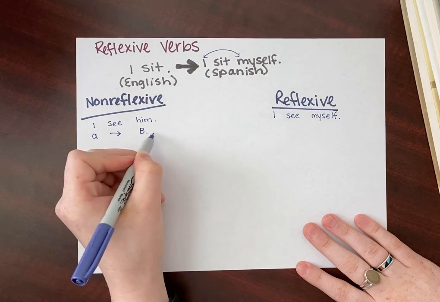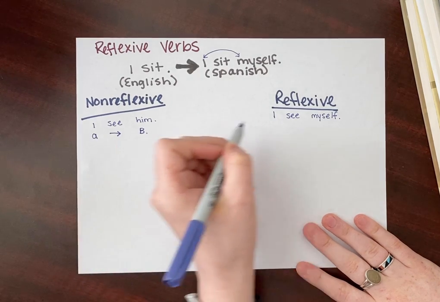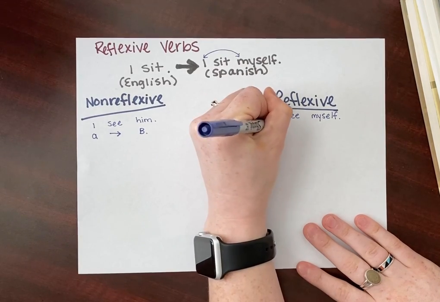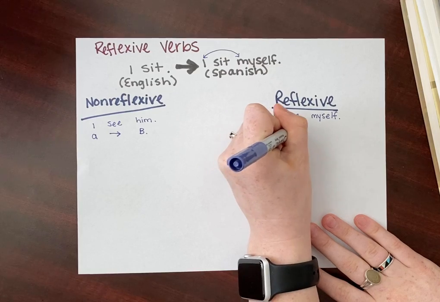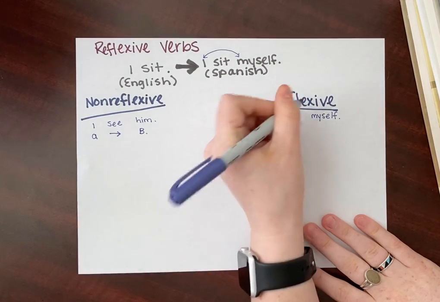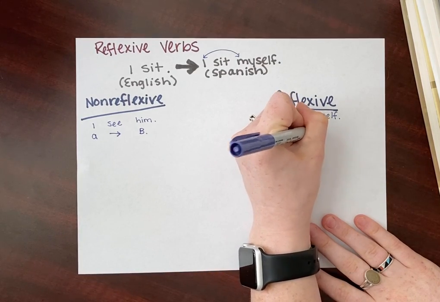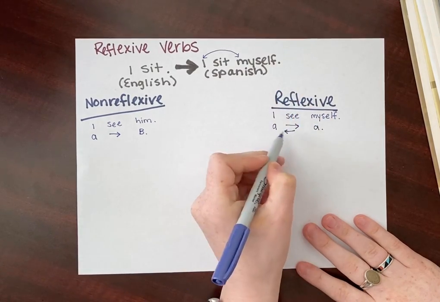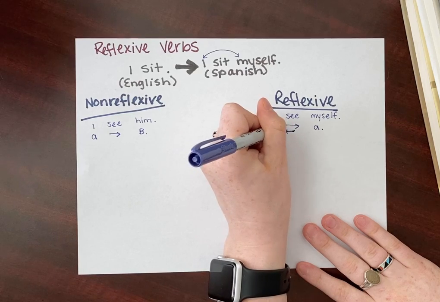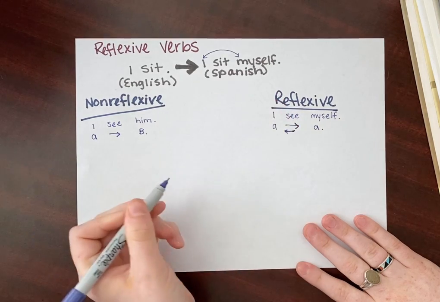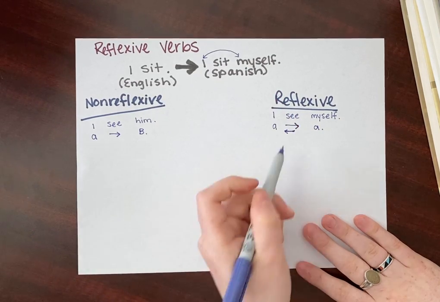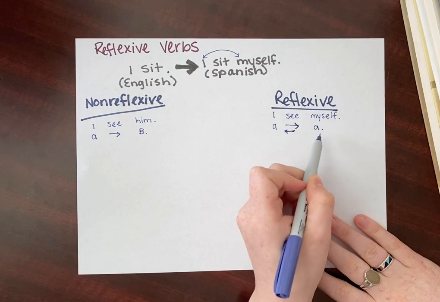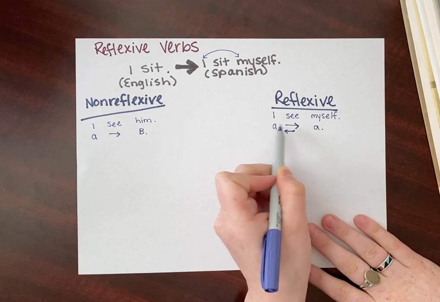So A sees B. But if it's reflexive, then I, A, see myself. So it goes back and forth. This would be, say, in a mirror or in a reflection. So the subject and the object are the same.